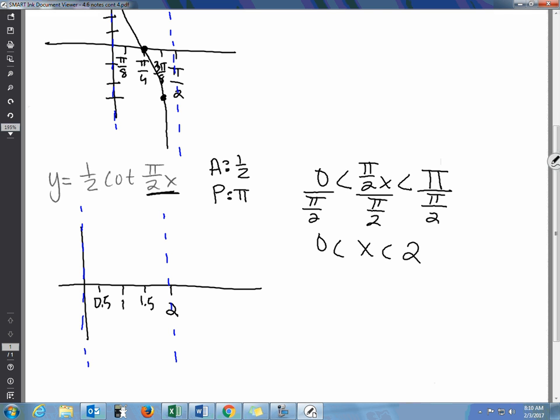So 0.5. Now, at 1, remember our graph crosses the x-axis. At 0.5 or 1/2, remember you go up your amplitude. So if this is 1 and here's -1 on the y-axis, my graph's going to go here. And at 1.5, my graph's going to go right there, right in the middle of 1.5. And then you connect your 3 points and swoop up to the left and swoop down to the right. So there you go. There's your graph of y equals 1/2 cotangent pi over 2x.